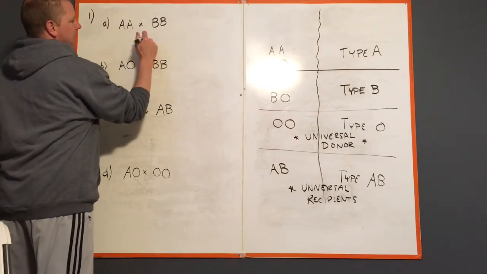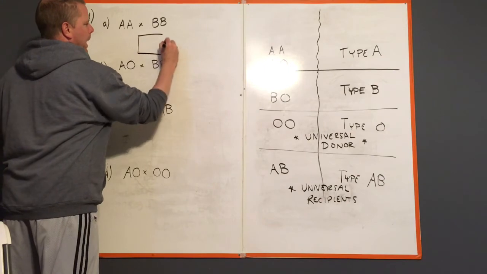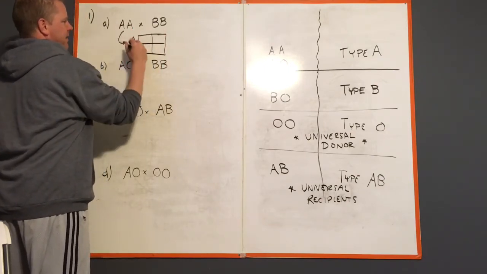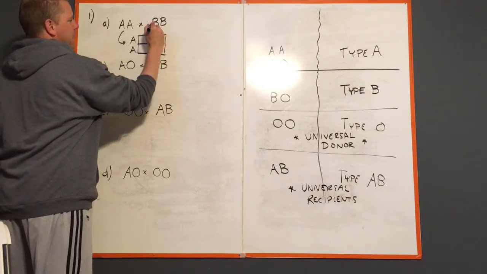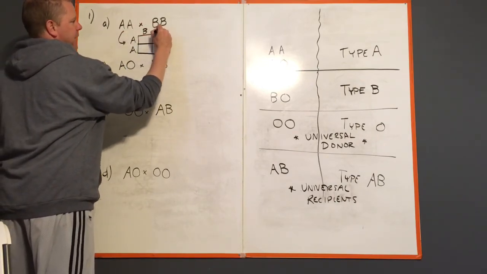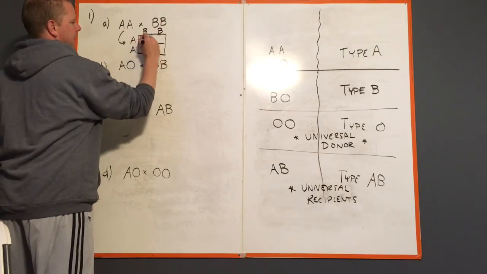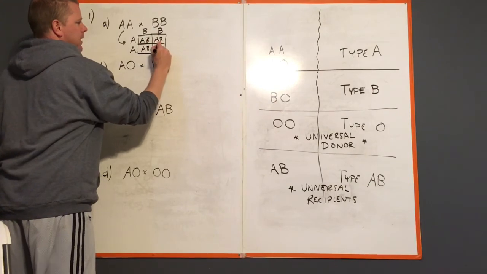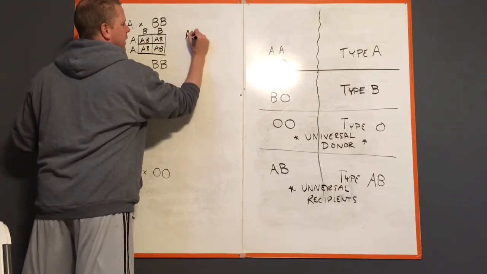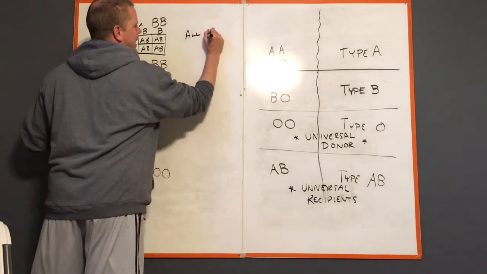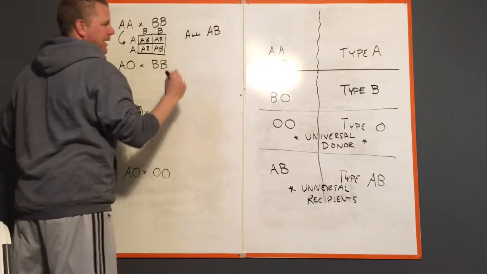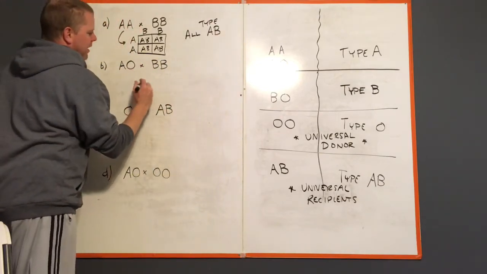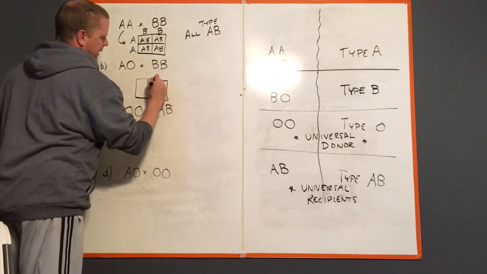So 2 times 2 gives me a Punnett square of 4. This individual, put it right there: 50% of the time the left A, 50% of the time the right A. Across the top, 50% of the time the left B, 50% of the time the right B. So it would be AB, AB, AB, and AB. And so the phenotype of any offspring they had would all be type AB blood.